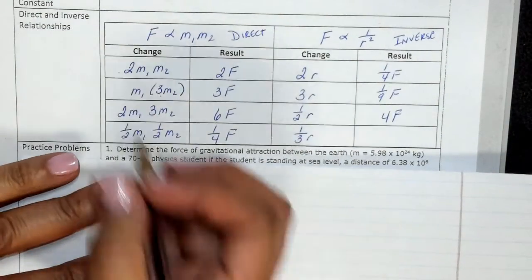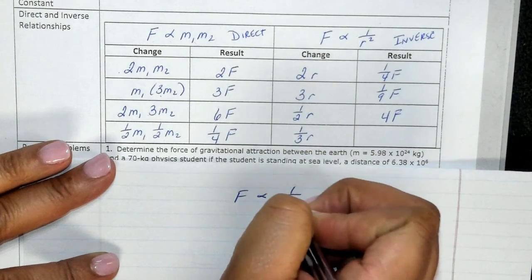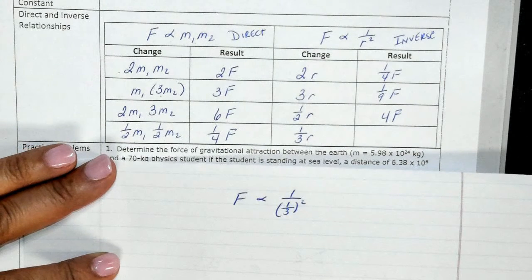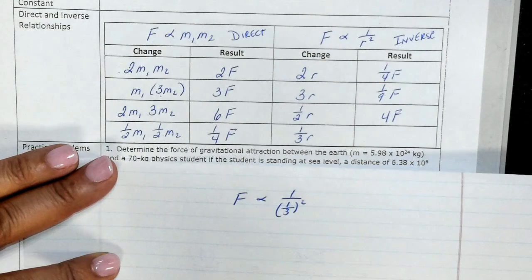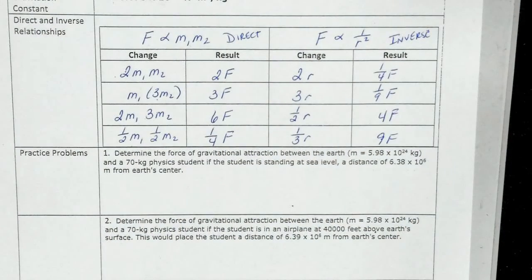You have 1/3 R. F is proportional to 1 over 1/3 squared. What does that come out to be? 1/9, which you're going to flip. So force is going to be 9 times greater. Okay, so where might you see something like that?